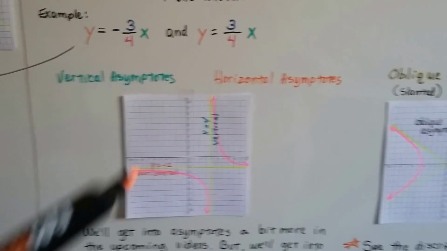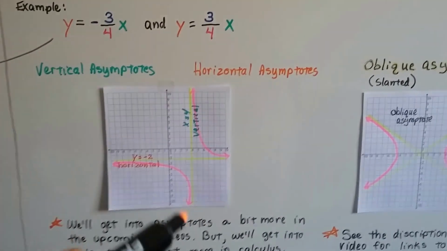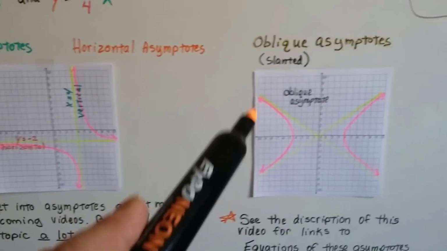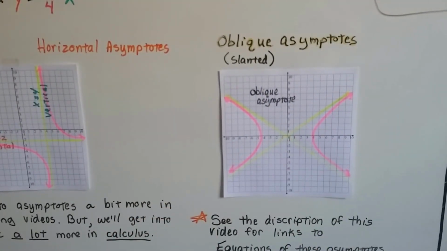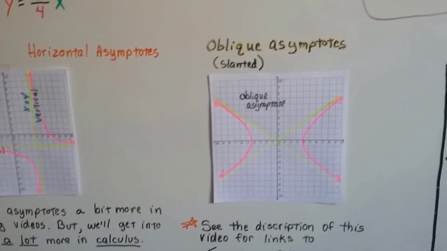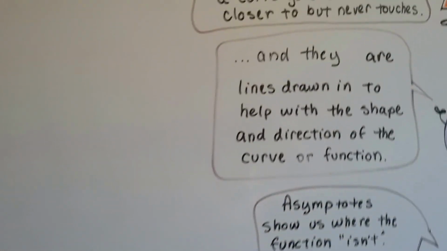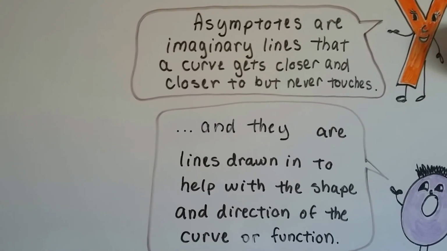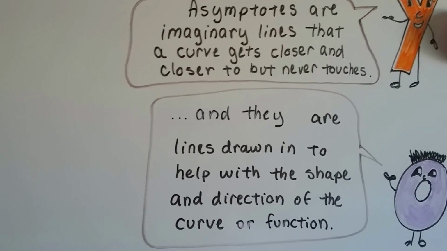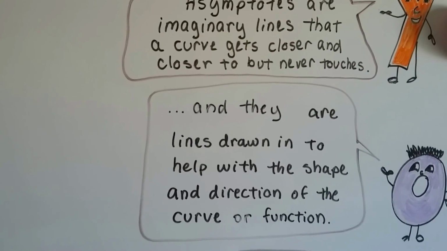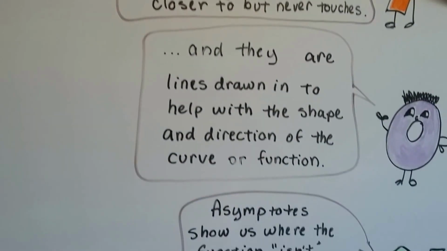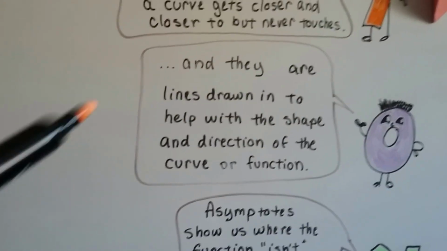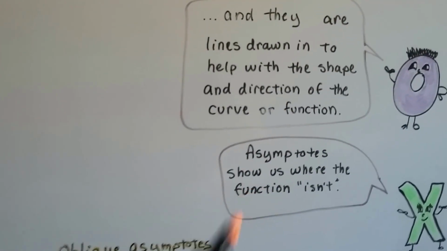We have vertical asymptotes. We have horizontal asymptotes. And we have the oblique ones like we've been talking about in the last couple of videos. Now, asymptotes are imaginary lines that a curve gets closer and closer to but never touches. And their lines draw in to help us with the shape and direction of the curve or function. And they show us where the function isn't, okay? Because remember, it never touches. It just shows us where the function isn't.